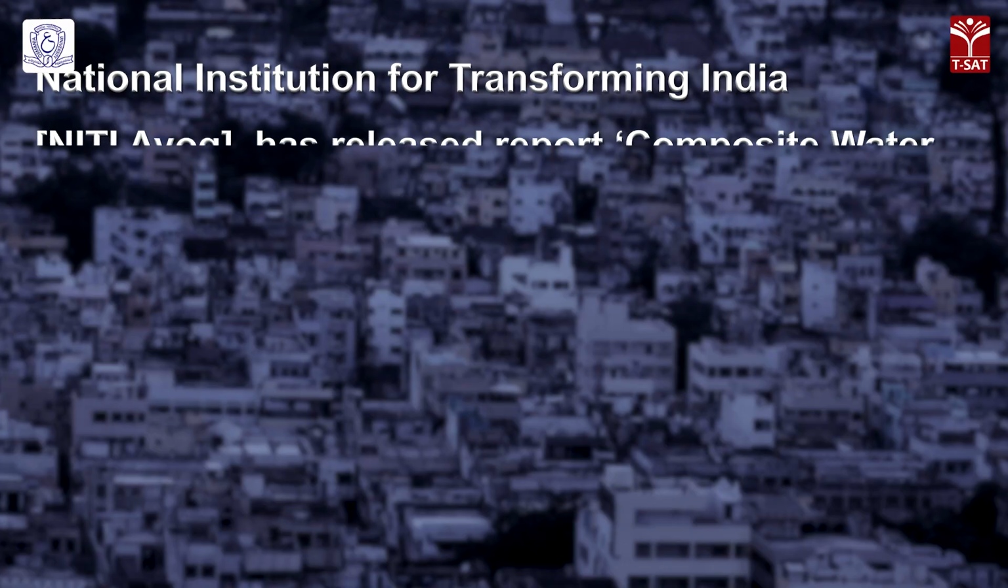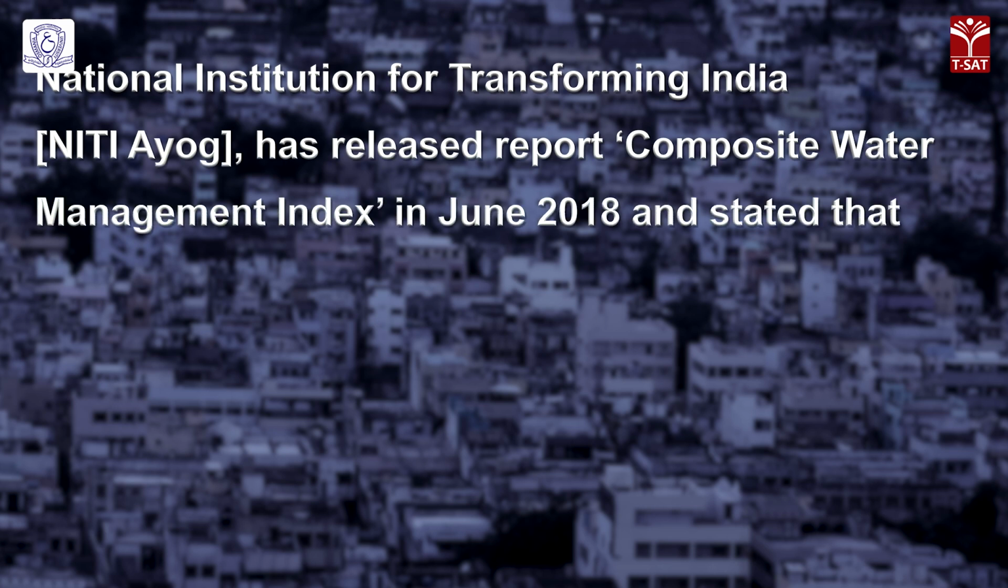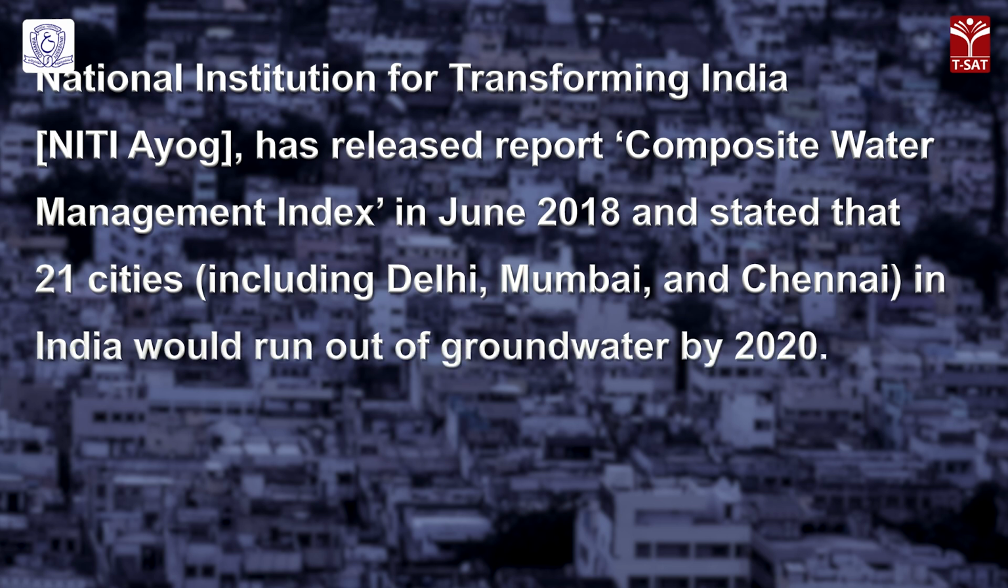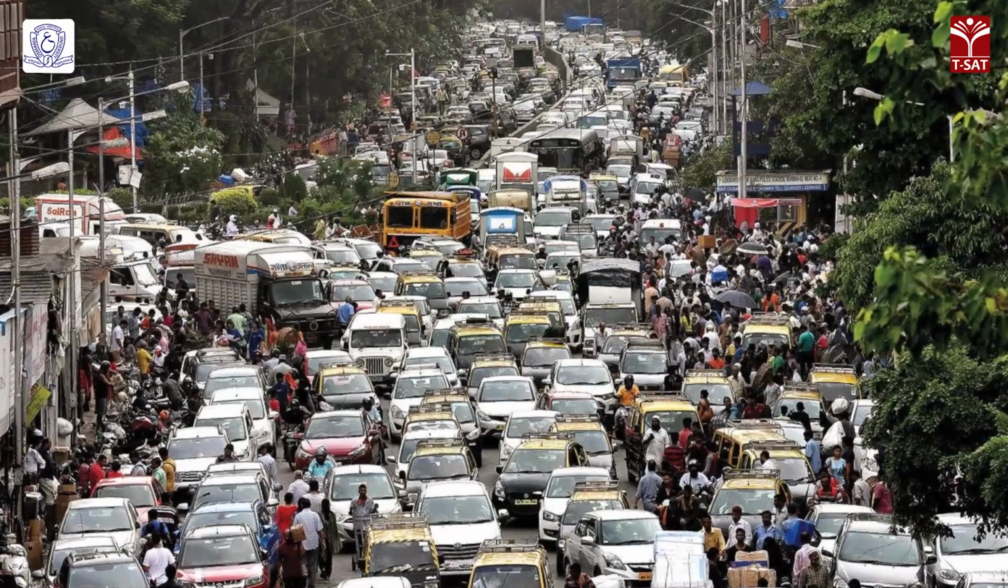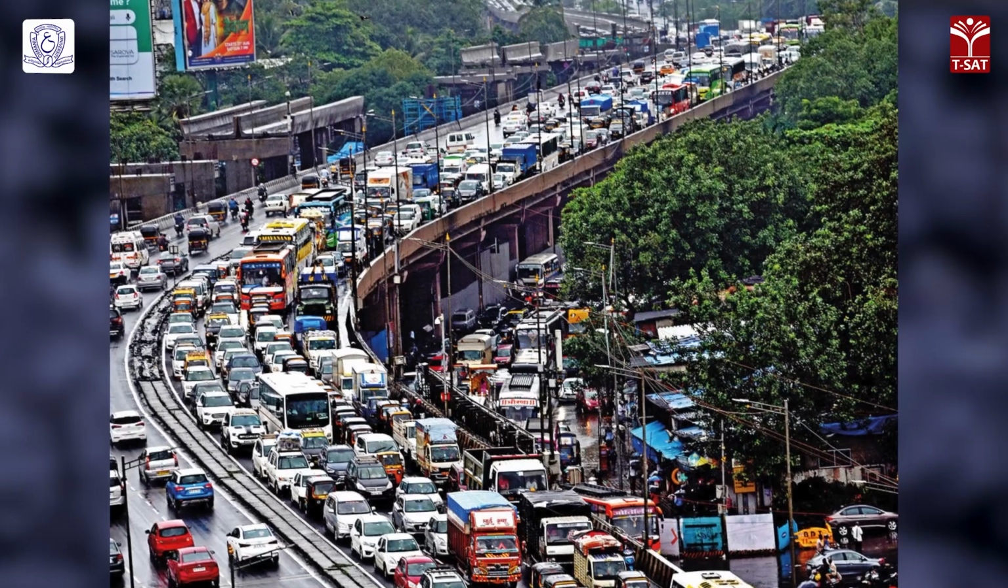However, the problems include, as per the National Institution for Transforming India, that is NITI Aayog, which released a report, the Composite Water Management Index, in June 2018 and stated that 21 cities including Delhi, Mumbai and Chennai in India would run out of groundwater by 2020. The latest database of Numbeo lists 3 Indian cities among the top 10 cities of the world for having the worst traffic conditions. These cities include Mumbai, Pune and Kolkata, apart from Delhi, which we are experiencing in the current phase.